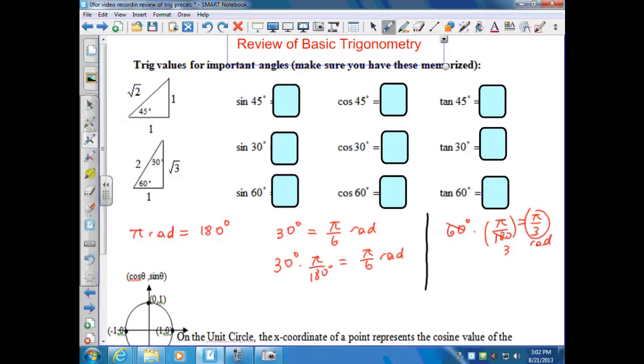Right now, let's stick with degrees, and let's remember the important values, for example, the sine function at 45 degrees, 30 degrees, and 60 degrees. And I would like for you to pause the video right now. If you could, fill in all the blanks here.